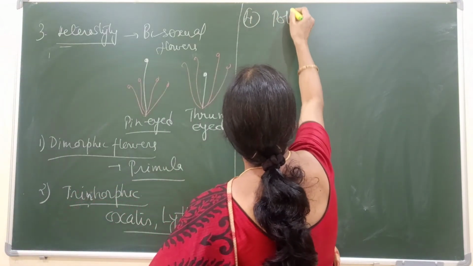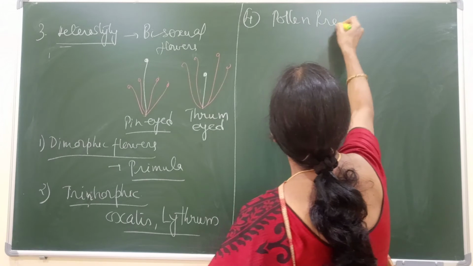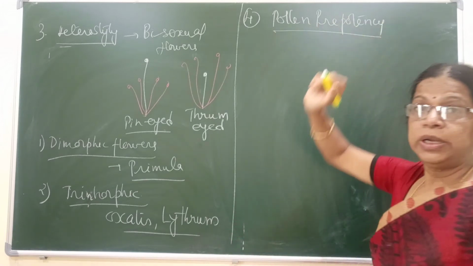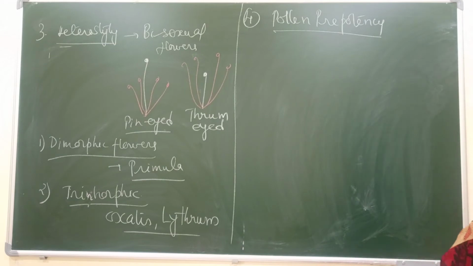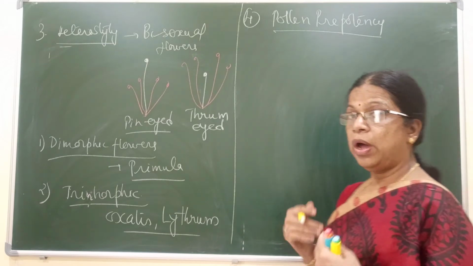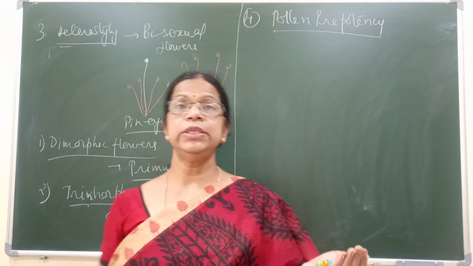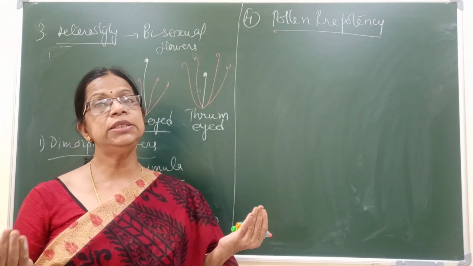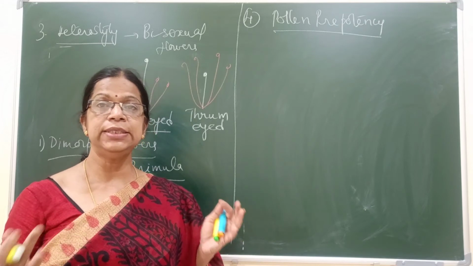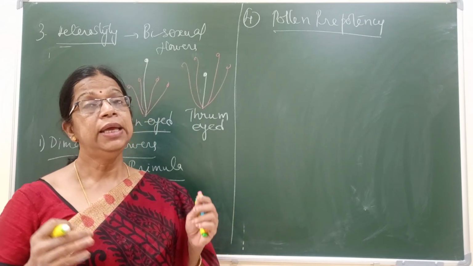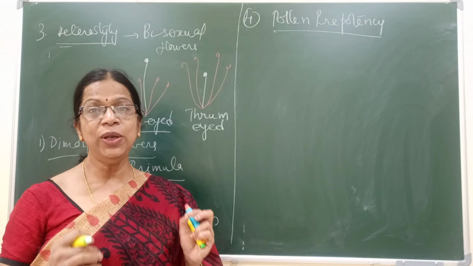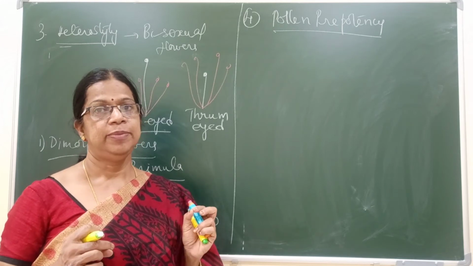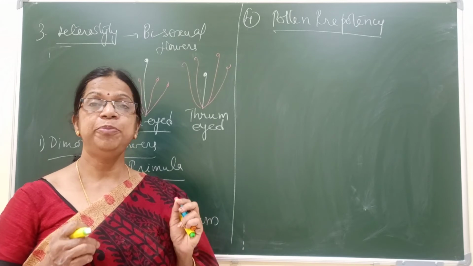The fourth type is called pollen prepotency. Pollen prepotency is when foreign pollen is given more preference for germination than self pollen. If the stigma simultaneously receives both pollen, self as well as cross pollen, then preference will be given only to cross pollen, not to self pollen. That is called pollen prepotency.